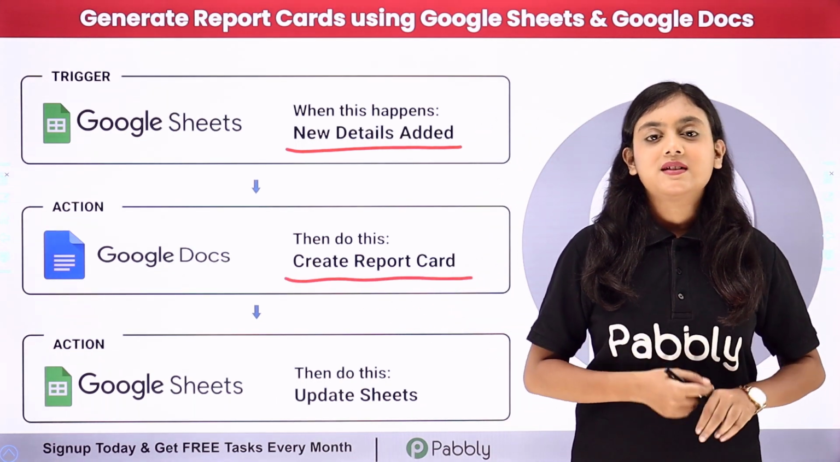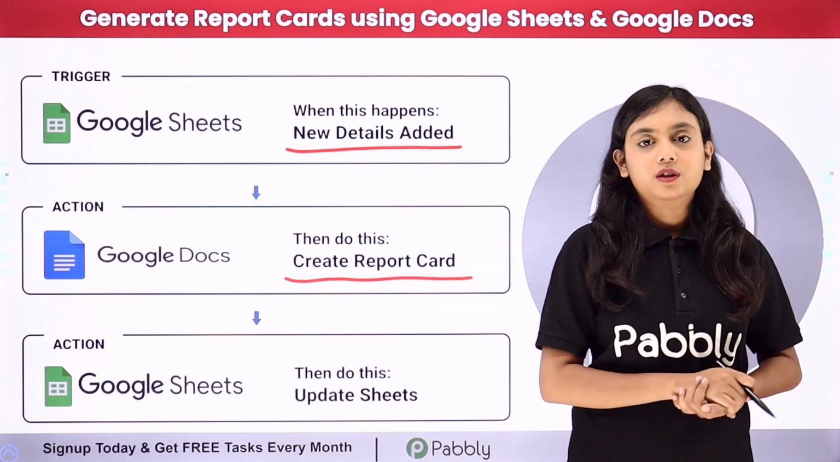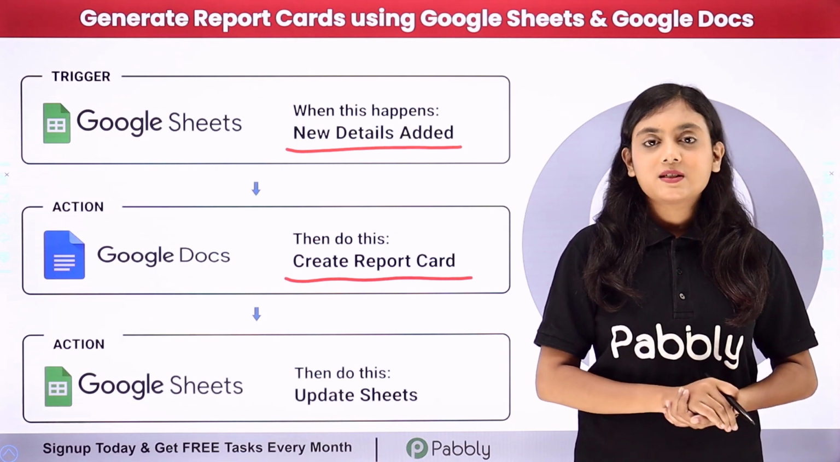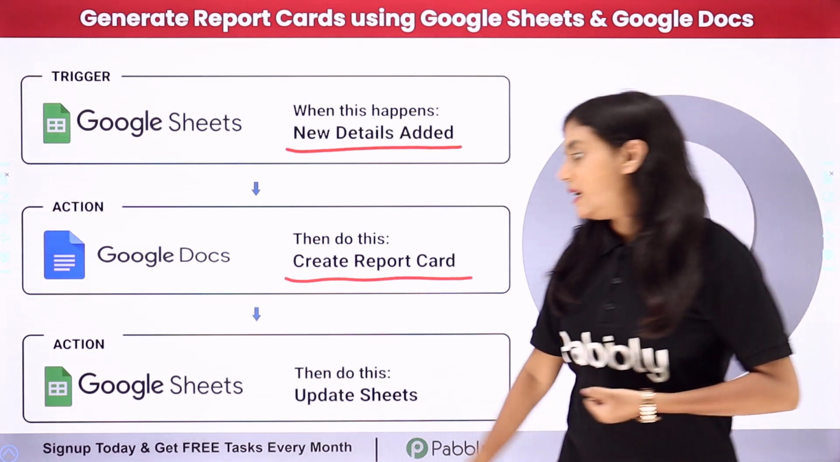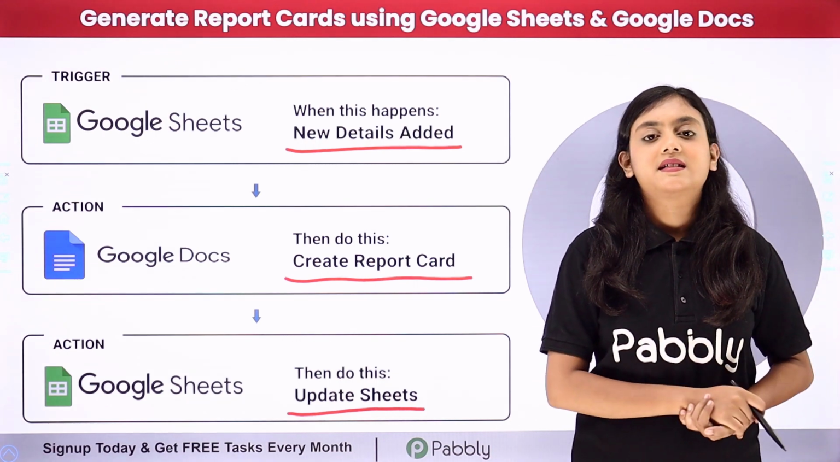And how is it going to be created? With the help of the template that we have already created with the help of Google Docs. And as soon as the report card is created, I want to update my Google Sheets in which I want to enter the link of the document that is created.